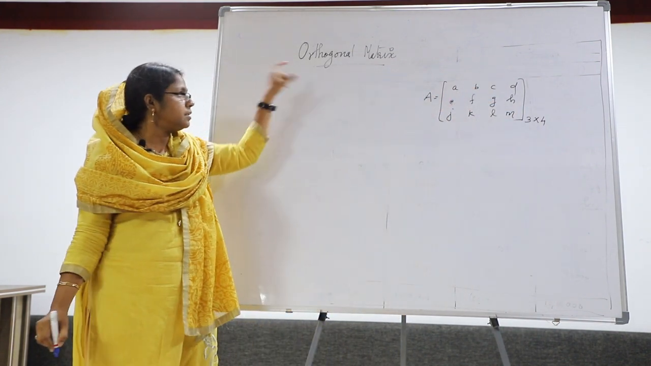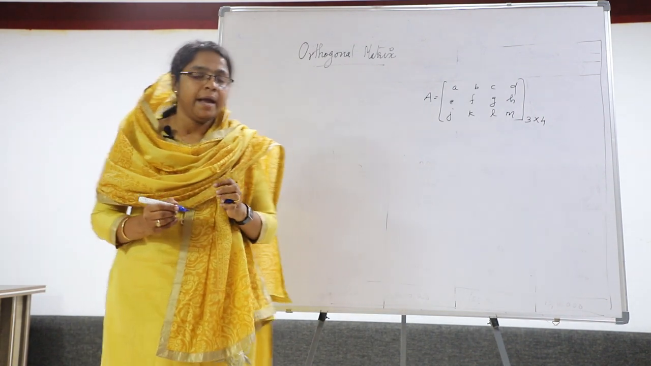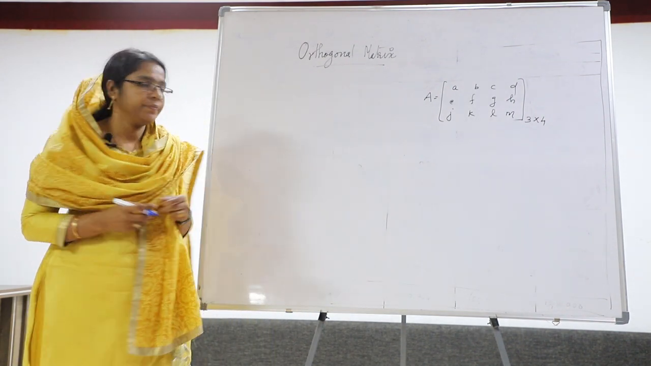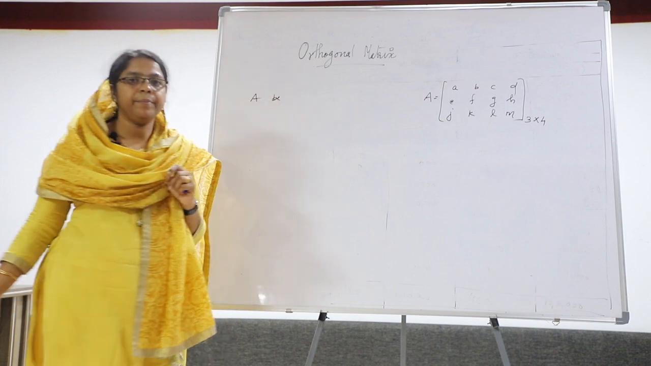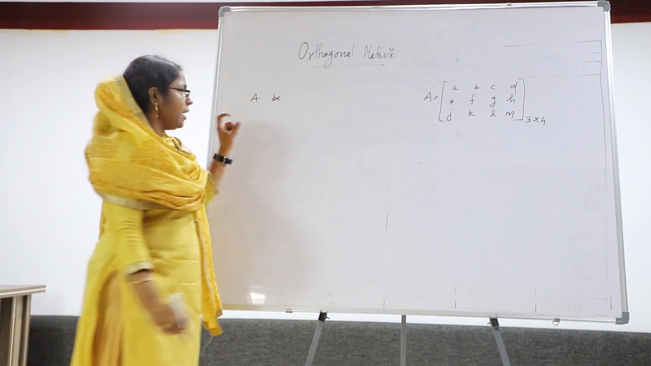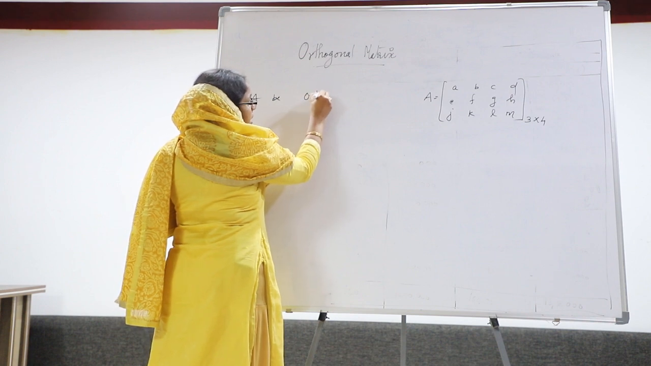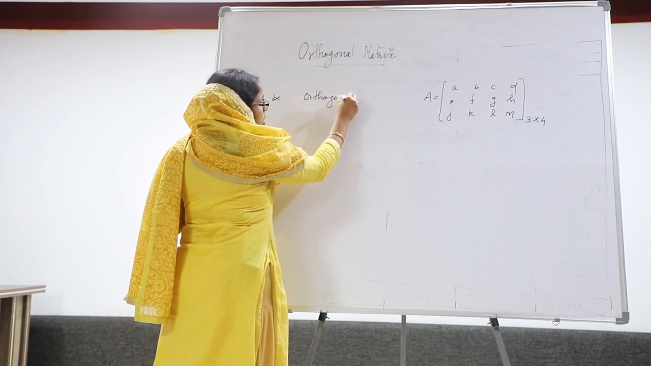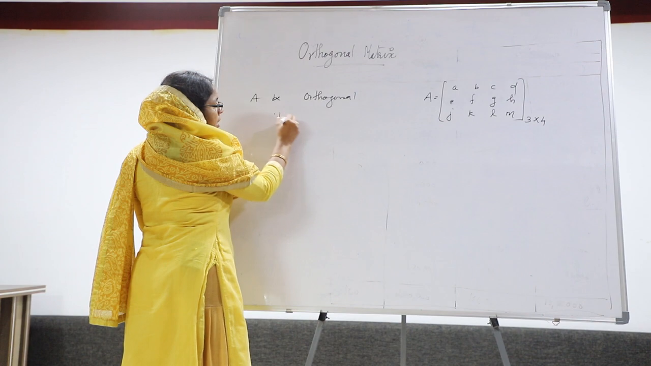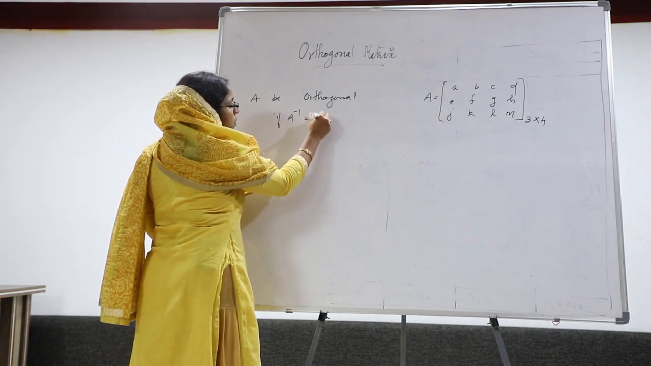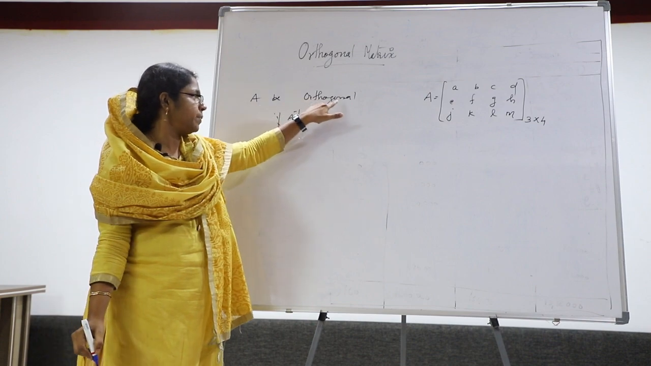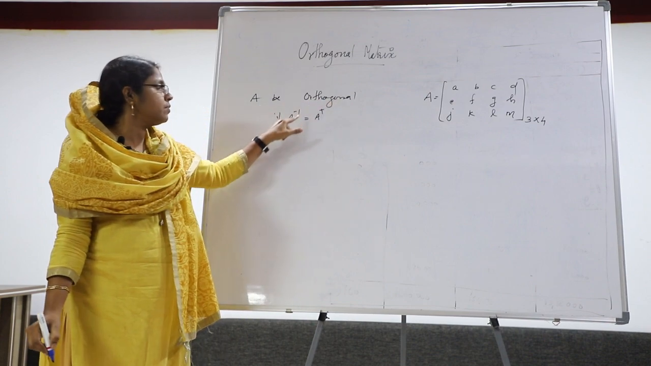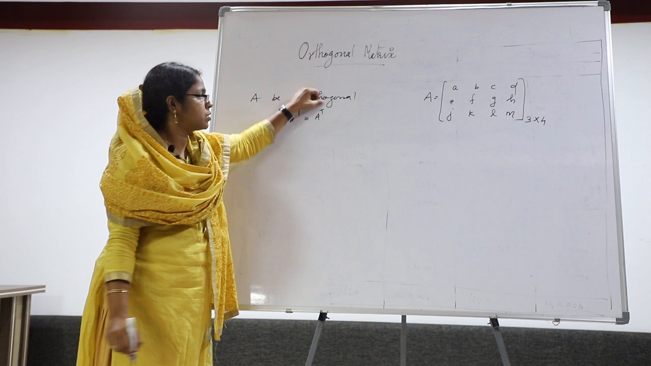And here this is an orthogonal matrix. What is an orthogonal matrix? First of all, let A be a square matrix. A is said to be orthogonal if A inverse is equal to A transpose. A square matrix A is said to be orthogonal if A inverse is equal to A transpose.